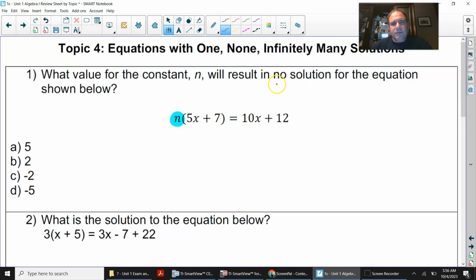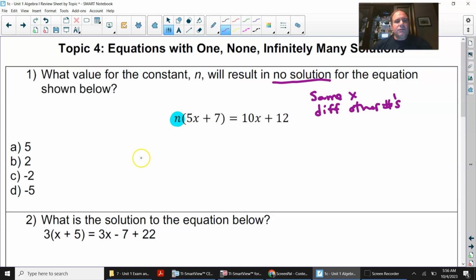So no solution means same x, different other numbers. And when we're talking about same x, the number before x is called the coefficient. Using math terms, the coefficients have to be the same, and there's different constants, other numbers.